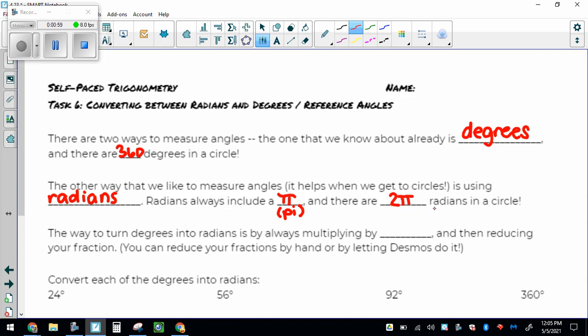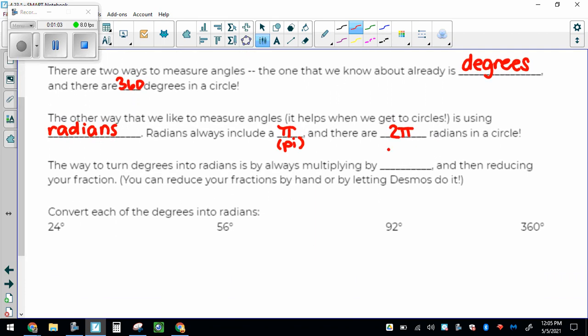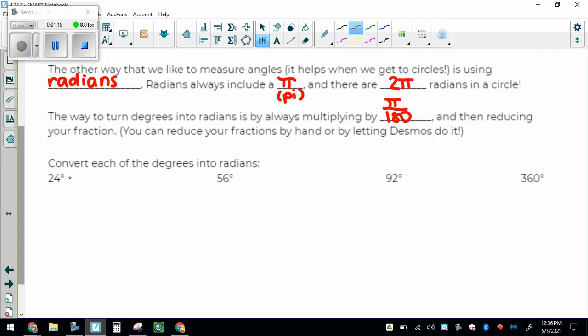All right, so here's what we're talking about today. The way to turn degrees into radians is always by multiplying by pi over 180 and then reducing your fraction. You can either do this by hand if you're really good at fractions, or personally, I let Desmos do it. All right, so every single time you see a degree, you're going to multiply it by pi over 180. So 24 pi over 180 is how we're going to convert that.